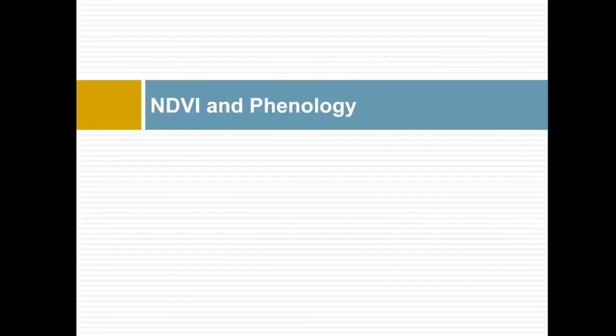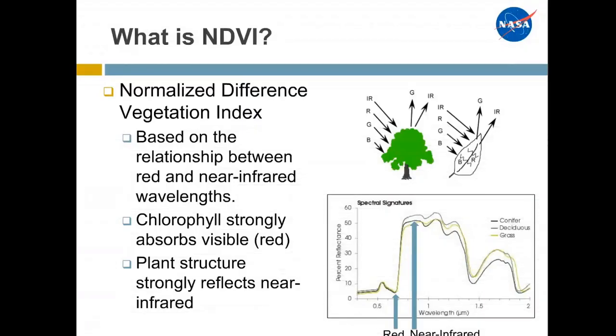Next, I will be discussing the use of remote sensing for deriving vegetation indices and phenology. Normalized Difference Vegetation Index, or NDVI, is one of the most commonly used vegetation indices. It is based on the relationship between the red and the near-infrared wavelengths.